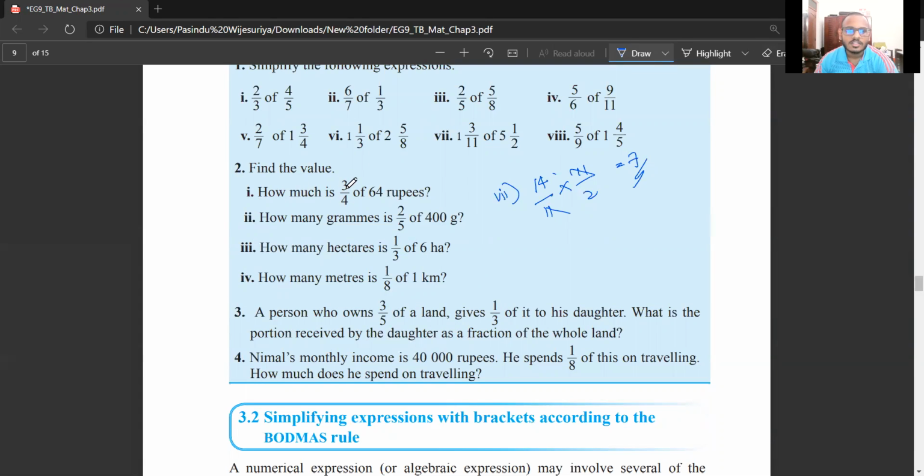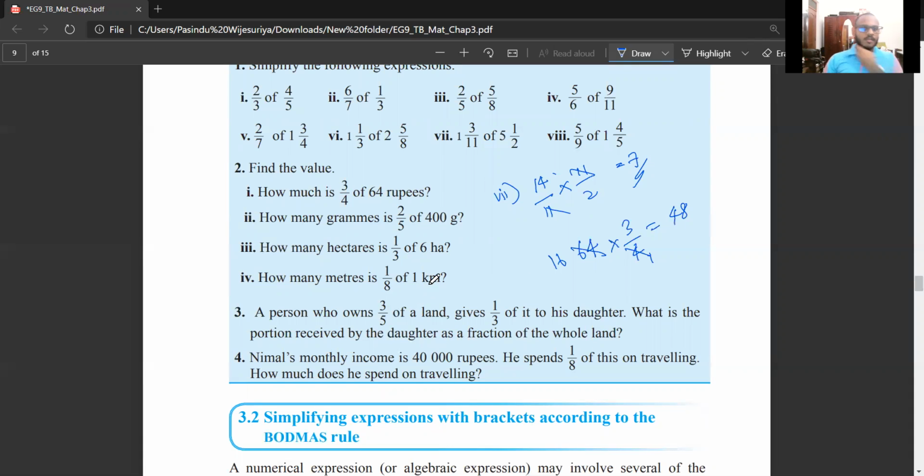Find the value. How much is 3/4 of 64 rupees? Very simple. How many 4s are there in 64? 64 divided by 4 is 16. 1 is 16. 16 into 3 is 48.